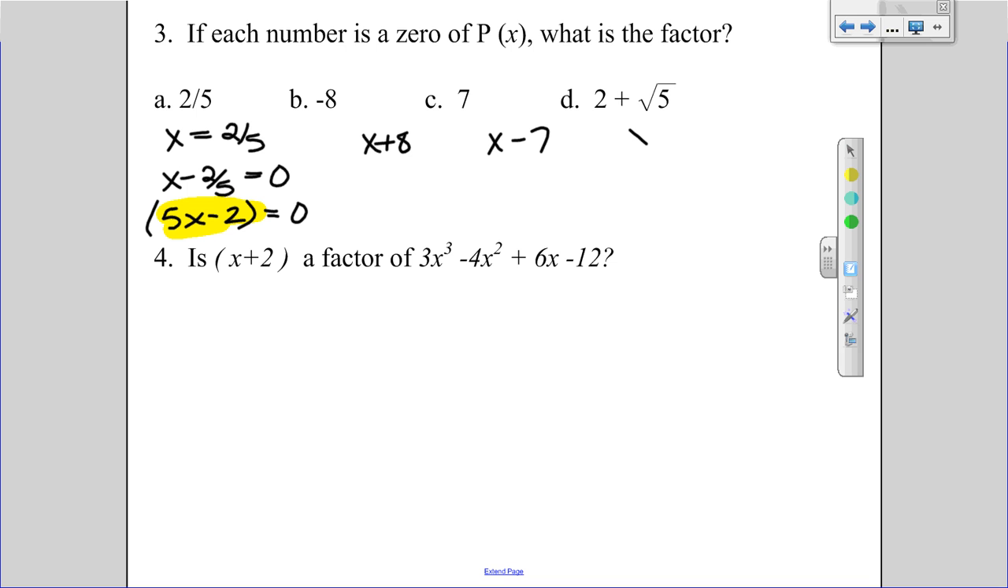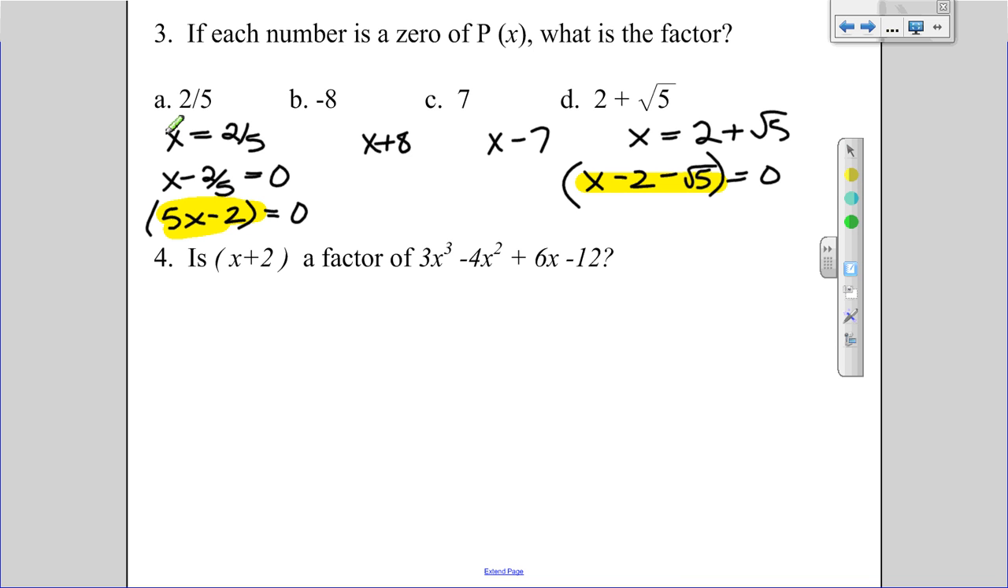And then this one, it's probably easiest again if I show my work here. If I subtract both those numbers from both sides, we would get that being the factor that would make 2 plus the square root of 5 a 0.